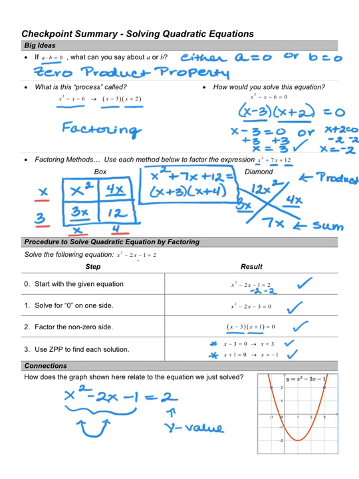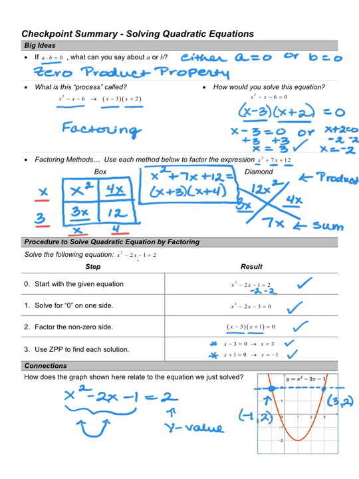All right, and so if you take a look at the graph here, this is the graph of the left-hand side, x squared minus 2x minus 1, and we're trying to see when that equals 2 on the y-axis. Where does it have a y value of 2? Right here at the point 3, 2. Where else does it have a y value of 2? Over here at the point negative 1, 2.